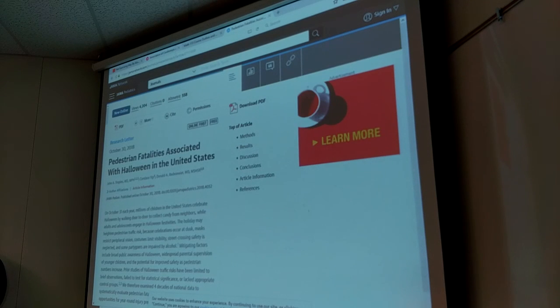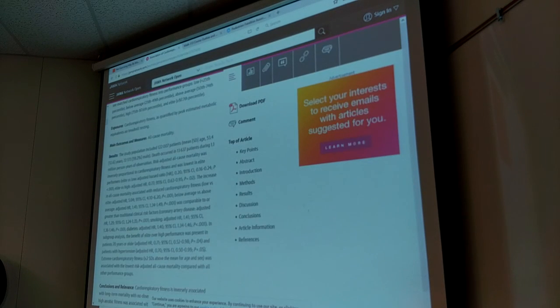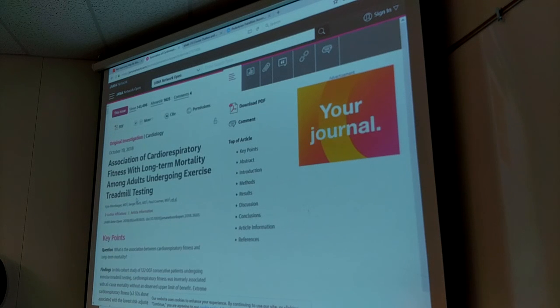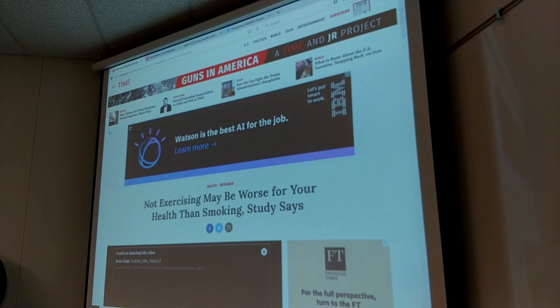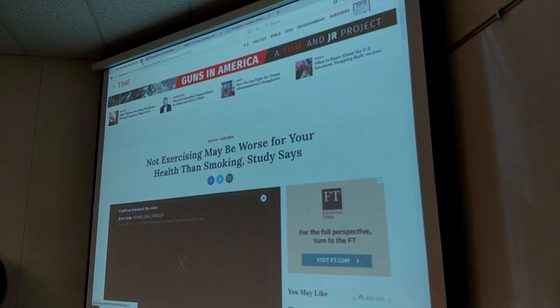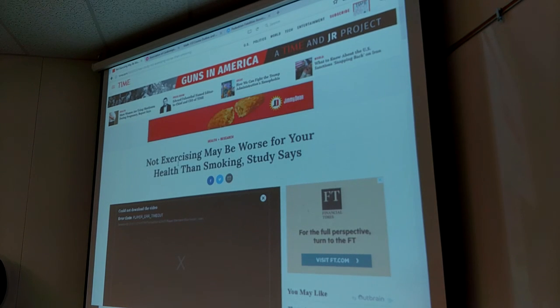Let me show you. That one's a little bit morbid. This one's also a little more. This study looked at exercising. Not exercising may be worse for your health than smoking. So if you're smoking and exercising, you're still killing yourself, but not as bad as if you're not smoking and not exercising. Wait, what? So this study, and of course this is just one study, seems to suggest that not exercising might be worse for your health than smoking by itself.